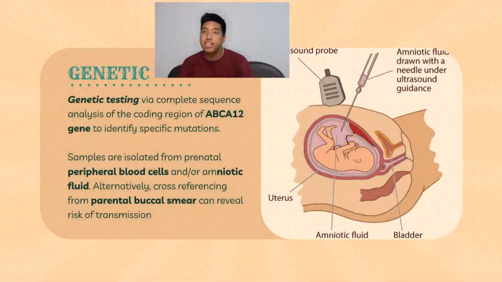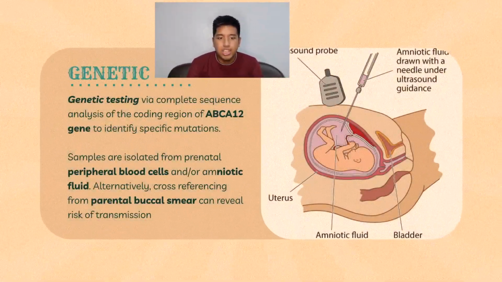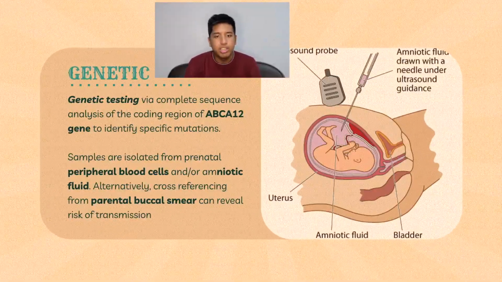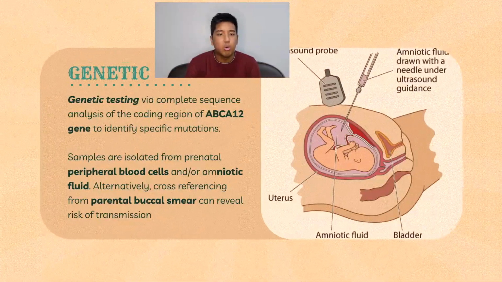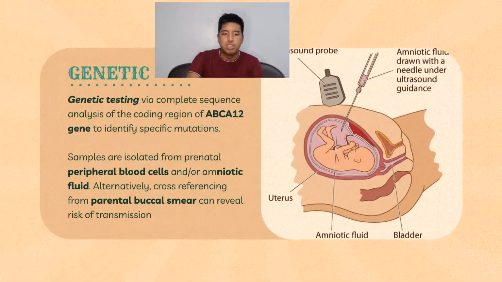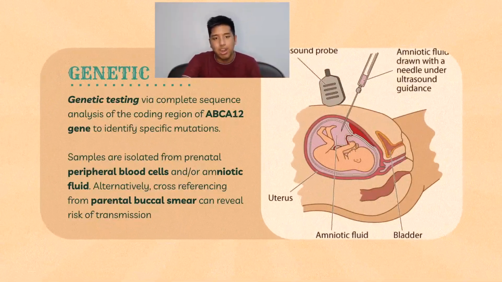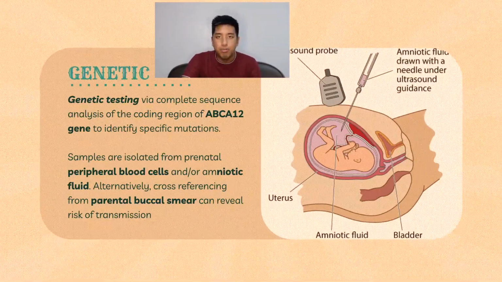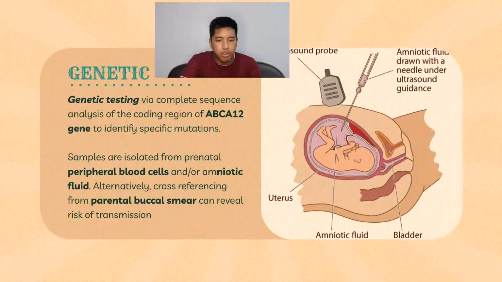Second, we move to an equally effective method of diagnosis called genetic testing, which is done via the complete sequence analysis of the coding region of the ABCA12 gene in order to identify specific mutations. The samples, as seen in the picture on the right, are often isolated from prenatal peripheral blood cells and often obtained through the amniotic fluid.